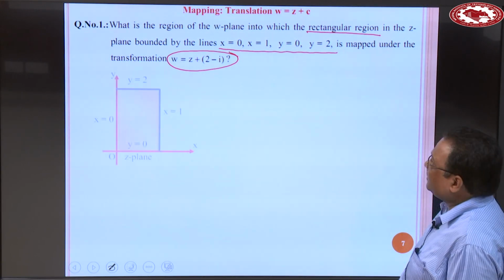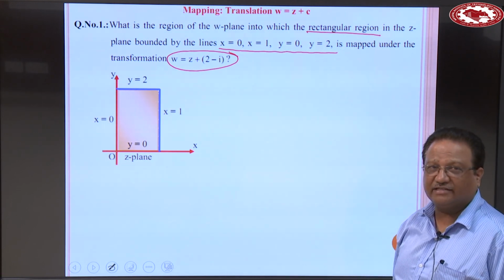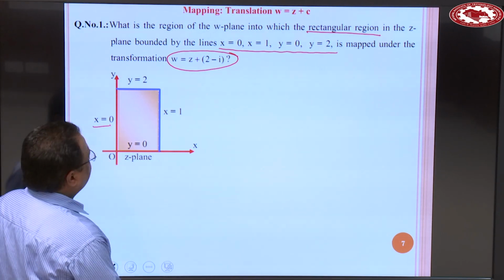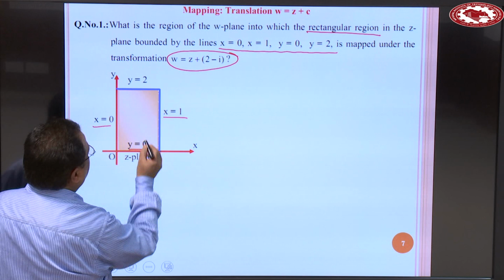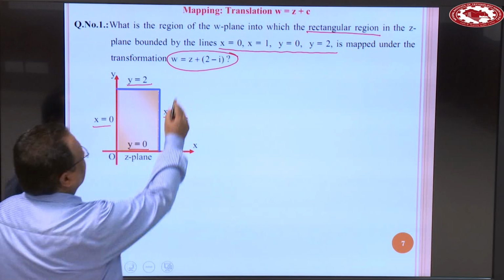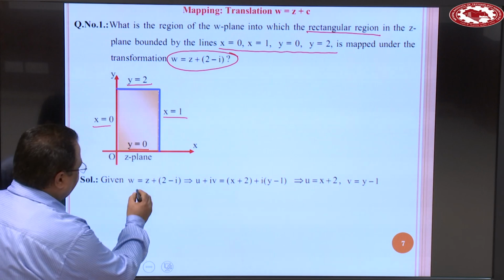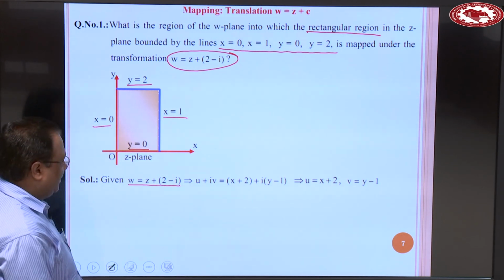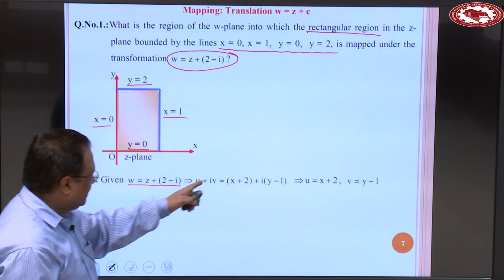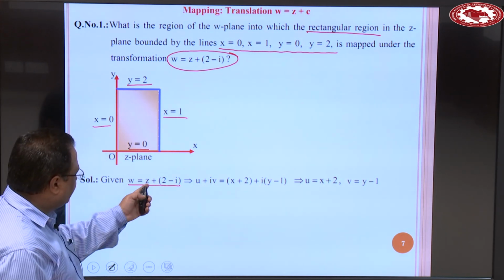Clear? So, first draw a rough sketch of this region, that is, this domain. Okay. So, x = 0 is this line, x = 1 is this line, y = 0 is this line, and y = 1 is this line. So, this one is the region. Now, use this transformation: w = z + 2 - i. Given w = z + 2 - i and w = u + iv, and on the right side z = x + iy, so u + iv = (x + 2) + i(y - 1). Just substitute the values of z and w.